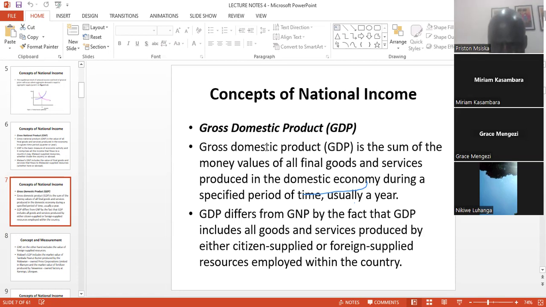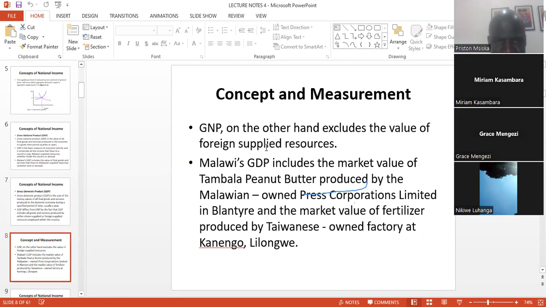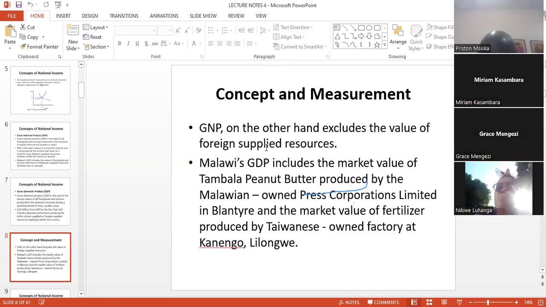Now, when you go and read these notes, they are already shared to you in the folder called managerial economics notes. I think these are notes number 4. It should be clear enough. What I've explained is what you see there.